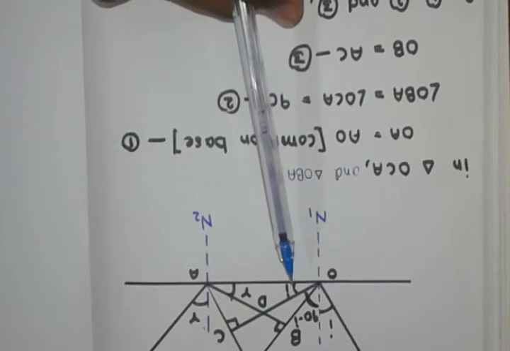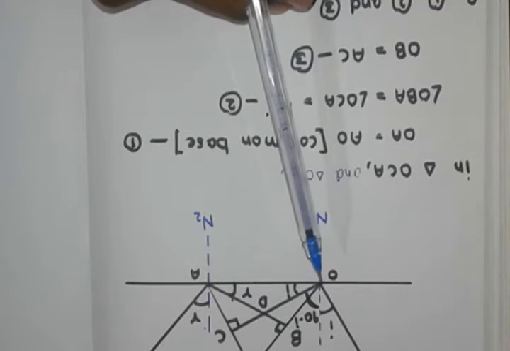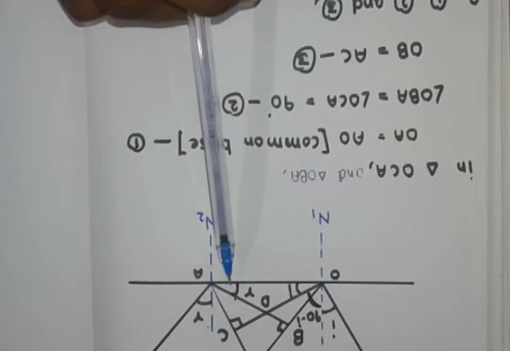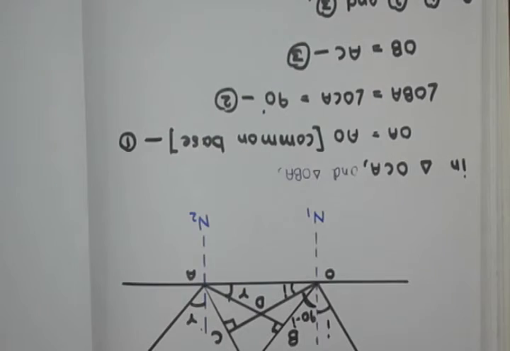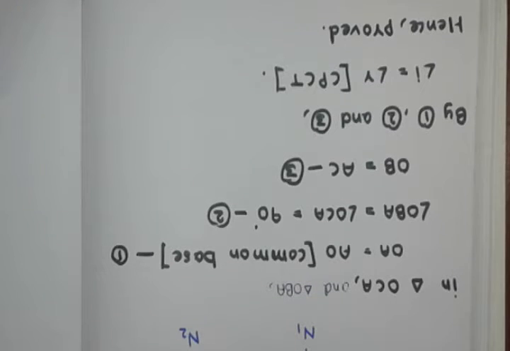Why? Because considering the triangle OCA, the angle of incidence is this corner angle right here, and considering the triangle OBA, the angle of reflection is the corner angle right here. So we can clearly see that angle of incidence is equal to angle of reflection, and hence we can easily prove by Huygens' principle that angle of incidence is equal to angle of reflection, which is a basic law of reflection.